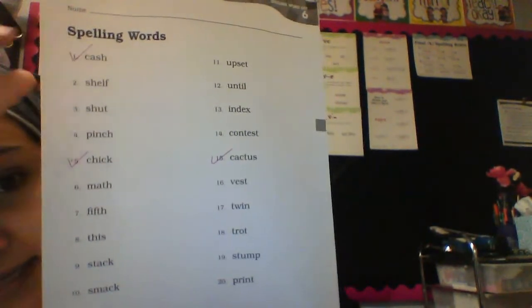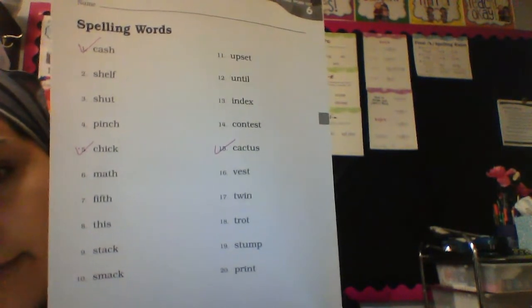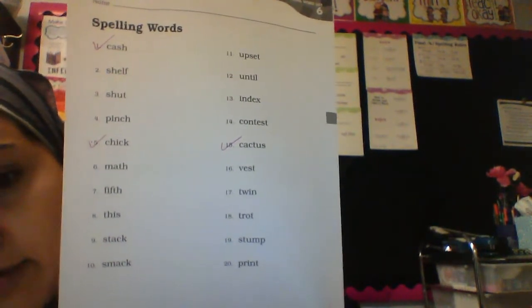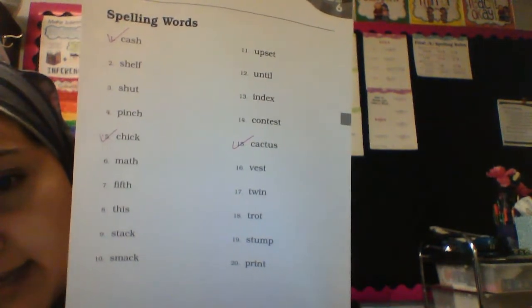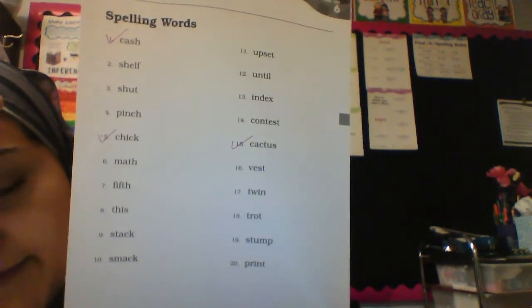All right, moving on. Number 4, A-B-C. Let's look here. Are there any D's? No. A-B-C-D-E. Are there any E's? No. F. Yes, there's fifth, and actually there's only one F, fifth. So number 7, fifth. So we're going to write fifth for number 4. F-I-F-T-H, fifth. And then you can check it off your spelling word paper.